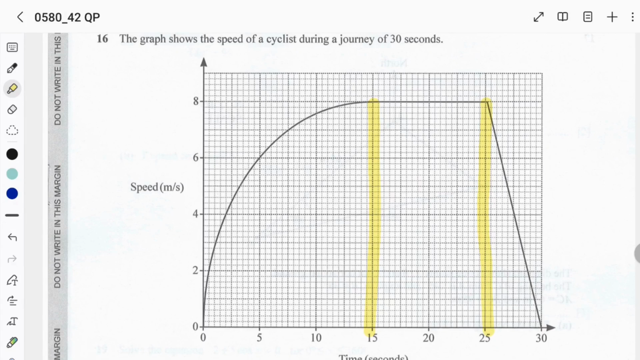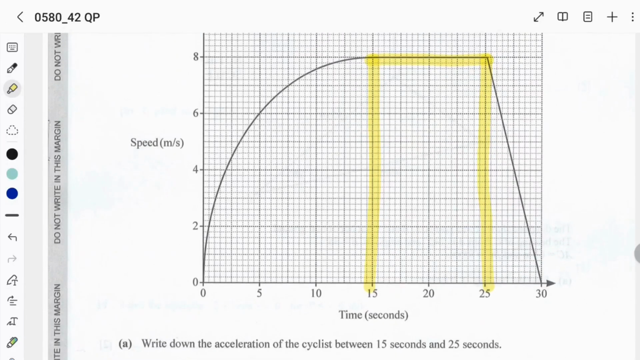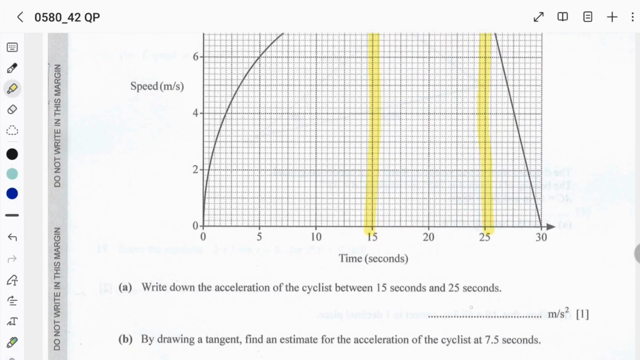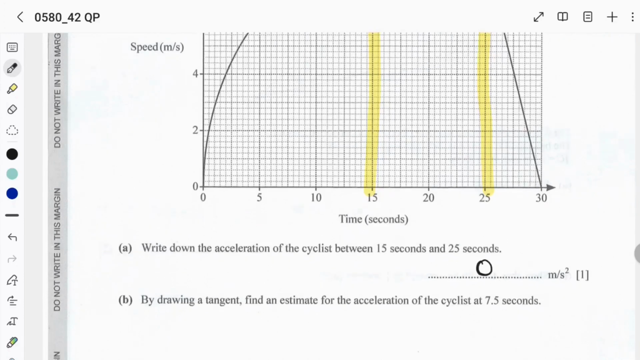Between this we can see it's a constant speed and zero acceleration. For acceleration we find the gradient, and for this one we know every horizontal line has a gradient of 0. So the acceleration is 0 meters per second squared.